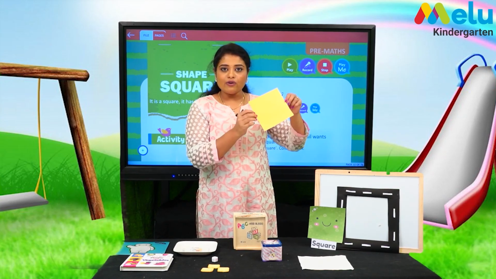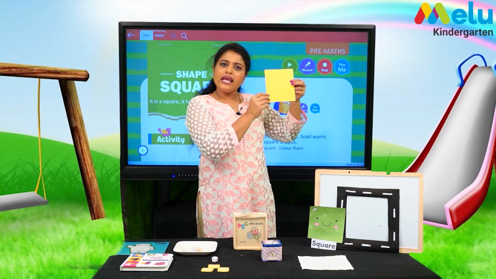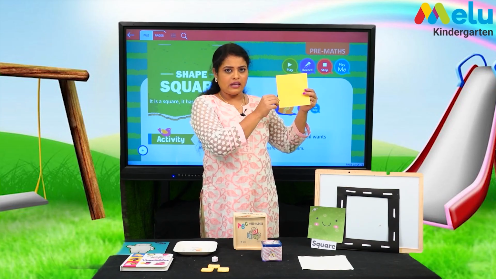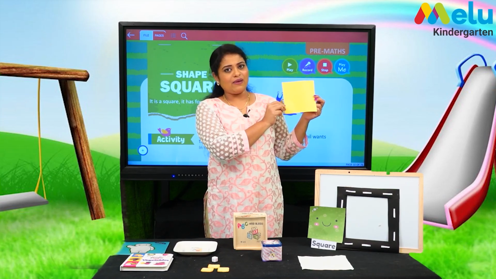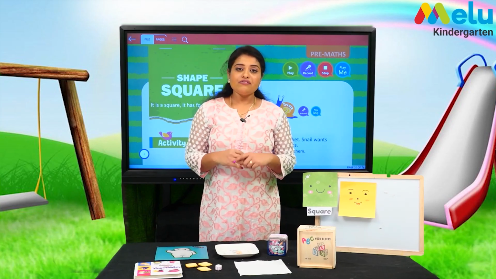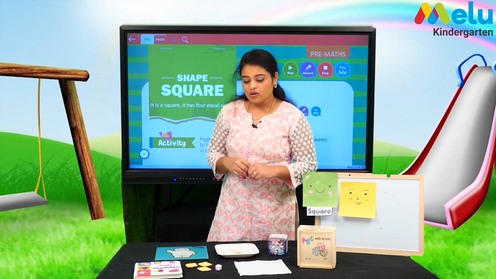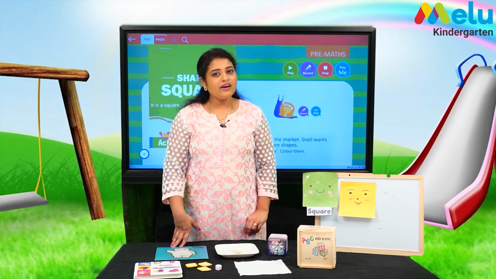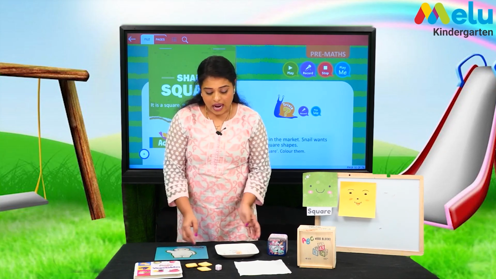And children, do you know, if you rotate the square in any direction, it looks the same. So children, let's see few examples of square. Here I have few things which are in the shape of a square. So let's see one by one.